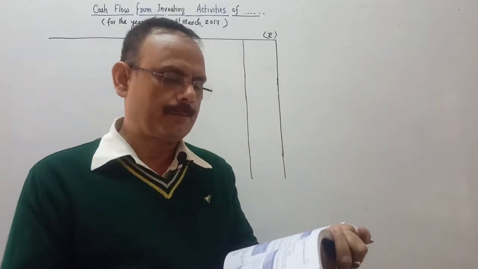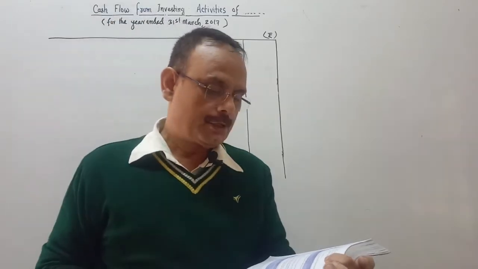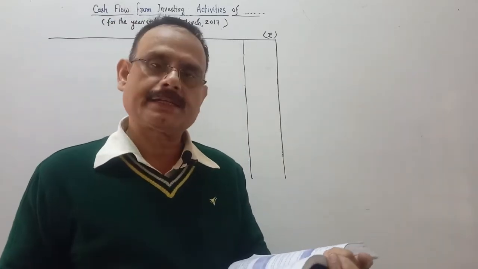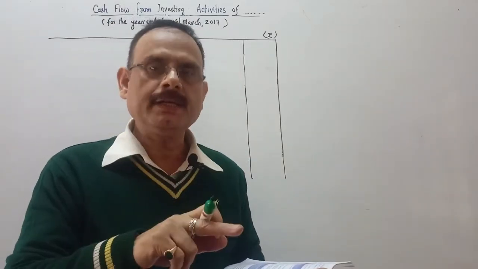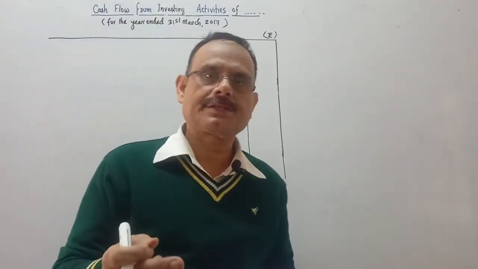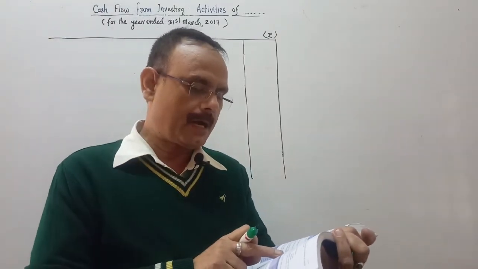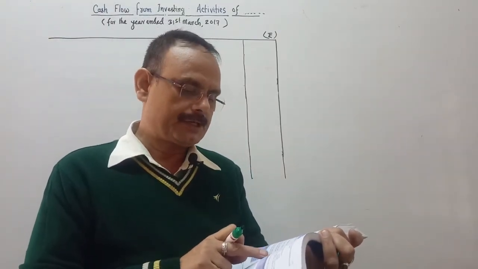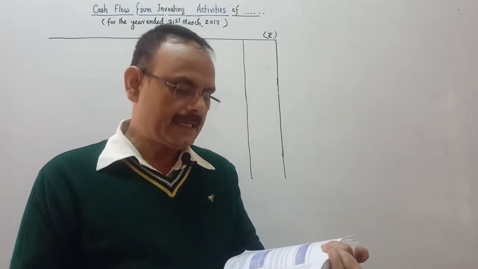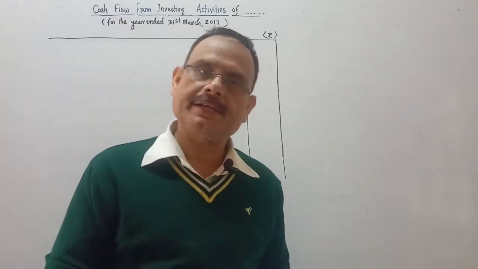From the following information, calculate cash flow from investing activities. Information for two consecutive years is given, 2016 and 2017, meaning 31st March 2016 and 31st March 2017. The items are land, plant and machinery, long-term investment, and land at cost. In additional information, it is given that depreciation charged on plant and machinery is 72,000.